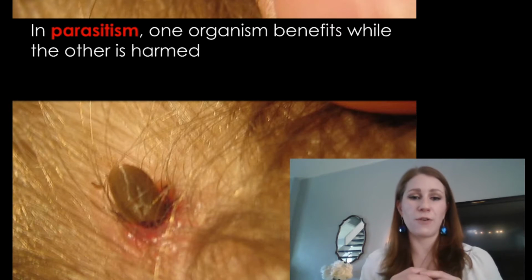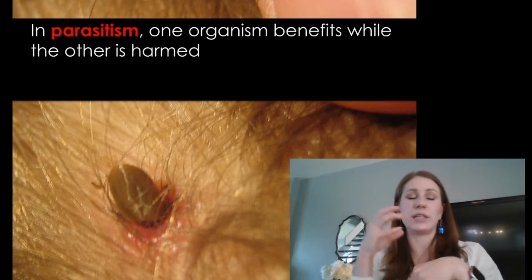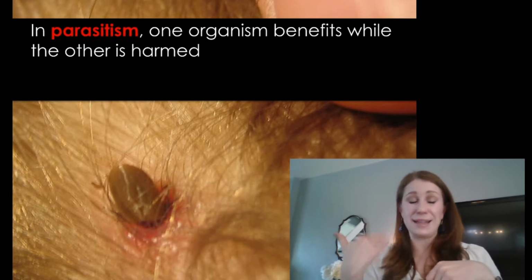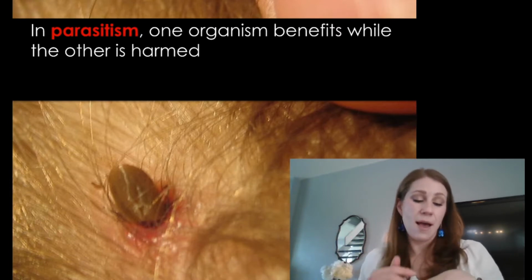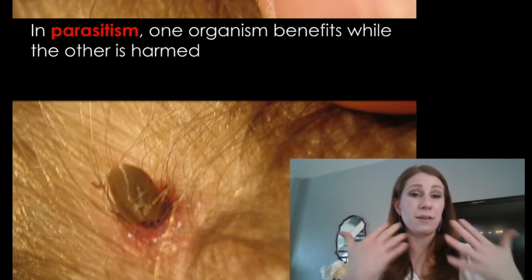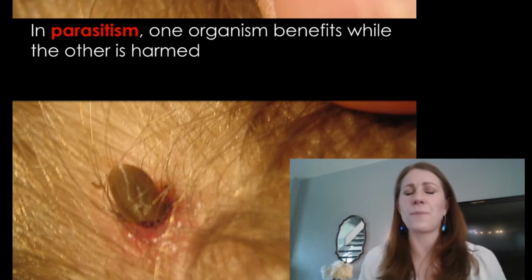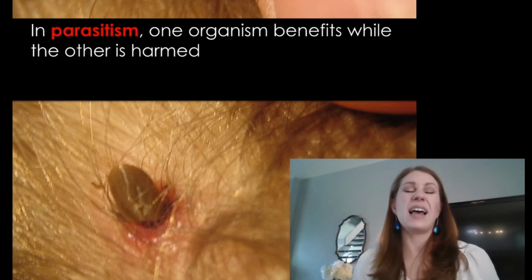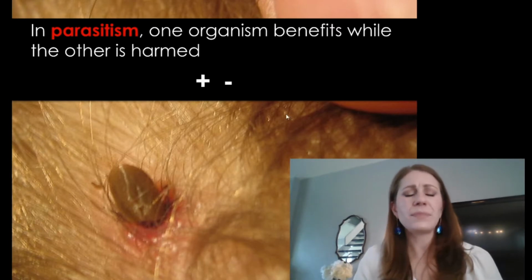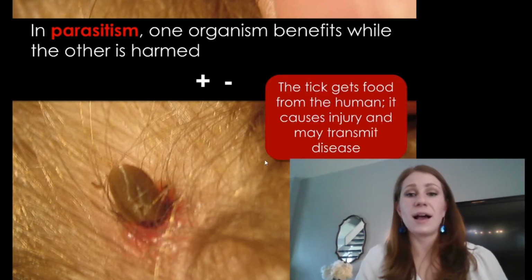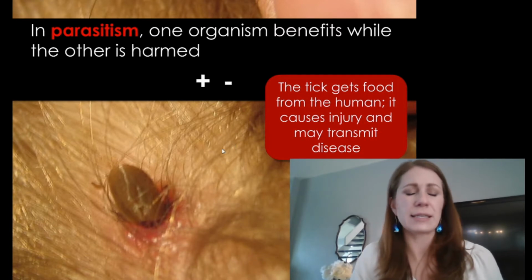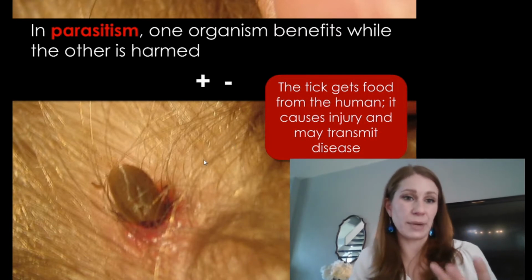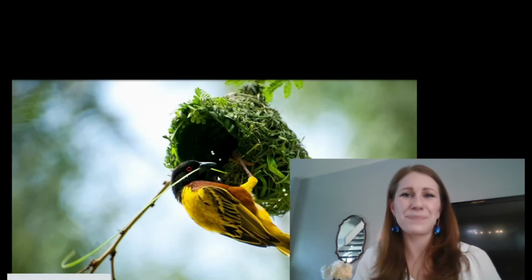The host, whatever the tick is burrowing into or the leech is attached to, the host is not happy with that because they're losing blood, they're losing nutrients, it could make them sick. But the parasite, they get nutrients and they get to survive. So one benefits, the parasite, and the other is harmed. So I use a plus and a minus. And in this case, the tick gets food from the human, blood, but it causes injury and it can transmit diseases, like Lyme disease is passed on by ticks, which would be a big negative.